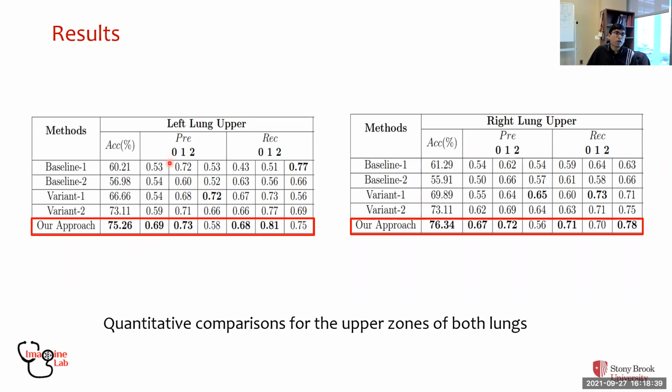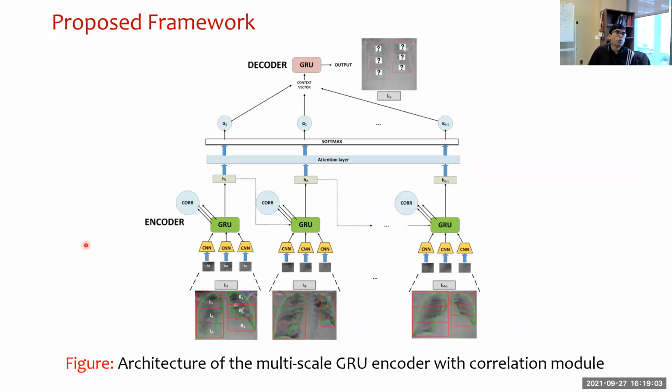So what I'm showing here is an example of the outputs that we got from the left lung, upper zone, and the right lung, upper zone. And we can clearly see that our accuracy, precision, and recall are mostly higher for our approach as compared to the baselines and also the different variants. The different variants that we considered here were without the correlation module, and without the spatial network that I showed in the previous slides, with just the spatial and the temporal.